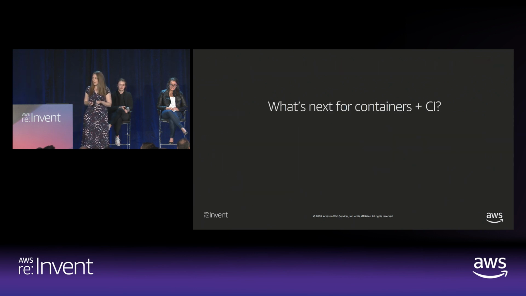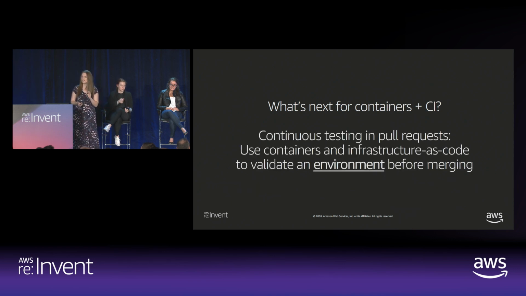So I also wanted to talk about what's next for containers and CI, what I see as the next trends that are coming up for CI and containers. I believe that we're going to start to see more and more continuous testing in pull requests. So this means using containers and using infrastructure as code to validate an entire environment before actually merging to the master branch and sending things out to production.